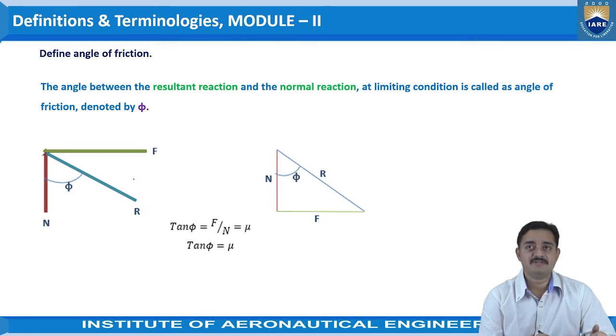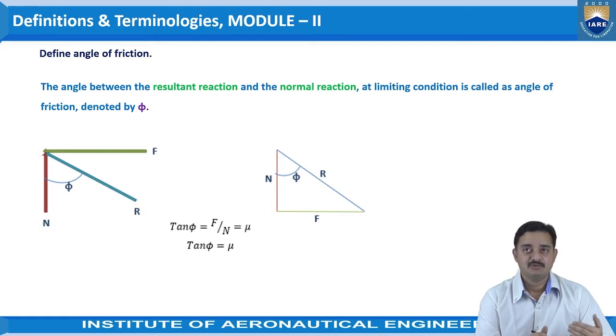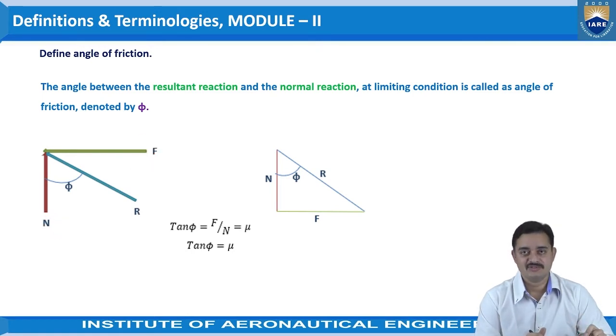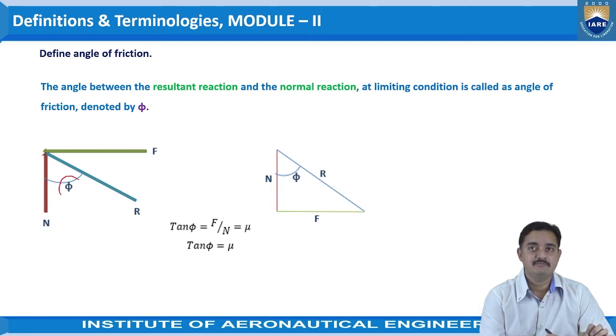The representation of the frictional force and normal reaction, and this is the resultant reaction, all acting in the directions as shown here. As you can see, the frictional force is acting towards the left side in this particular example, and the normal reaction is acting towards the object. Between these two is the resultant reaction shown here. The resultant reaction is defined as the resultant of the frictional force and the normal reaction. And the angle between the normal reaction and the resultant reaction is treated as the angle of friction.